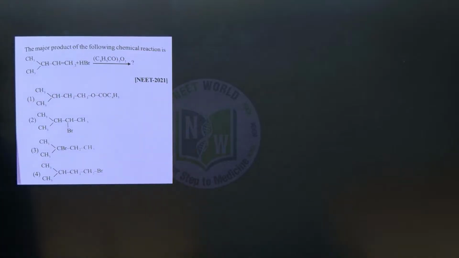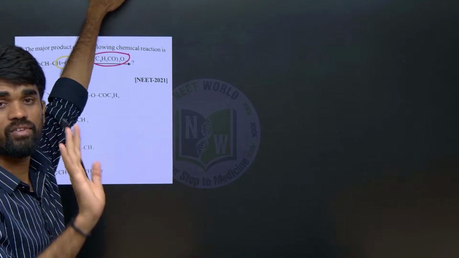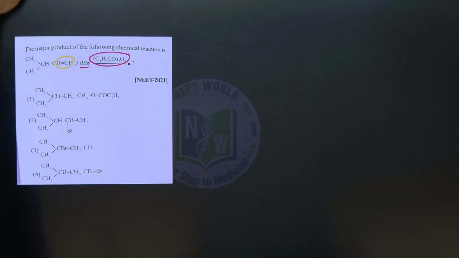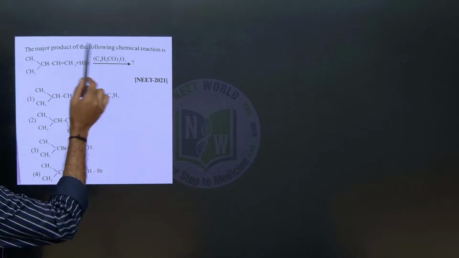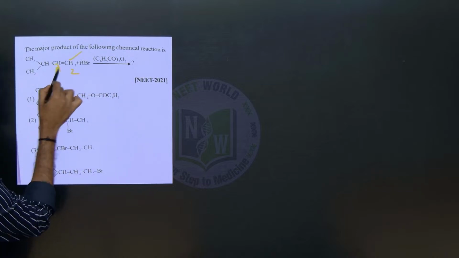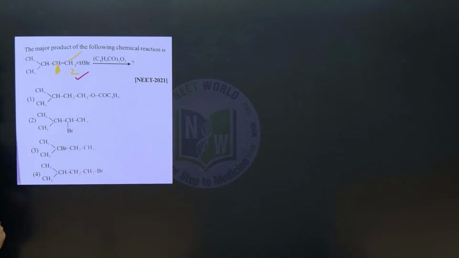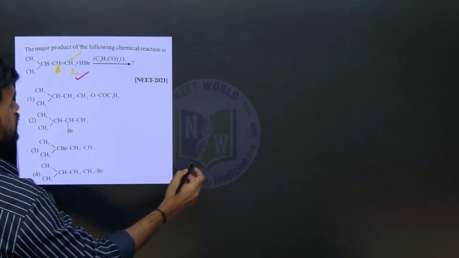Next, again an unsymmetrical alkene, to which HBr is added, but in the presence of peracid. What I told you: in the presence of peracid, anti-Markovnikov addition takes place. With this statement you can directly answer. So what is the anti-Markovnikov rule? The negative part of the adding molecule is added to the carbon containing the more number of hydrogens. Which carbon has more hydrogen atoms? This carbon has 2 and this has 1, so here it is more. Add Br minus to that carbon, and H should be here. That will be our product.